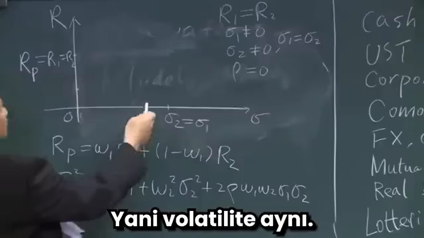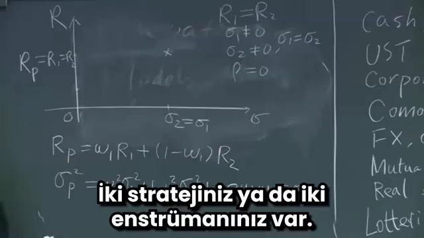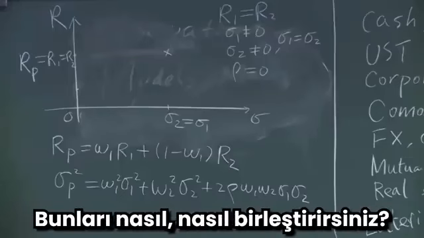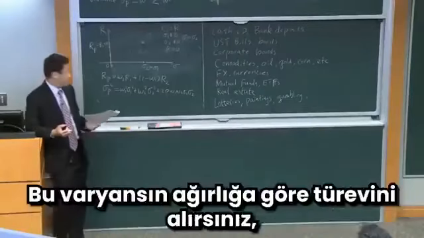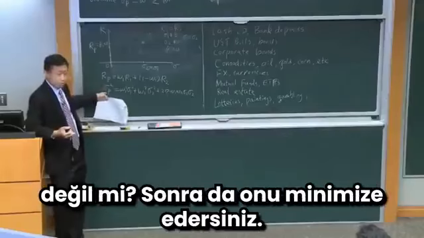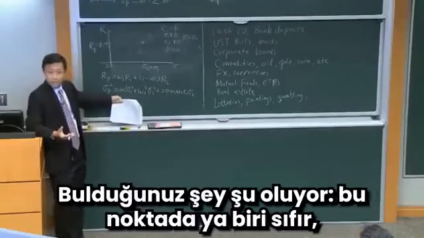So volatility is the same. Return is also the same for each of the asset classes. You have two strategies or two instruments. They are zero correlated. How would you combine them? So you take the derivative of this variance with regard to the weight, right? And then you minimize that.